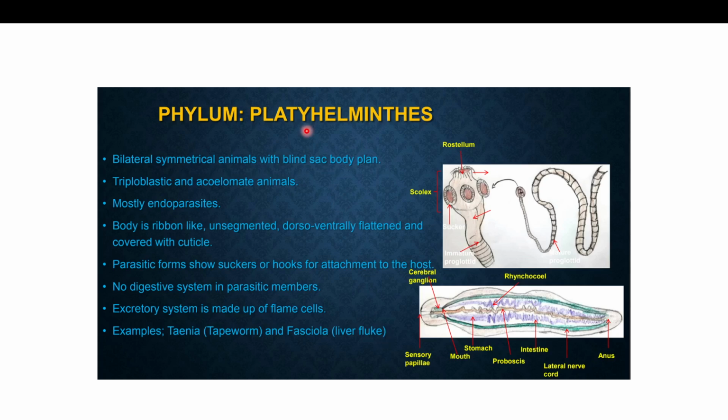Okay. Then we have the flatworms, Platyhelminthes. They are bilaterally symmetrical with a blind sac body plan. They are triploblastic but without any body cavity. And mostly these are endoparasites. Body is like a ribbon, unsegmented, dorsoventrally flattened, and covered with a cuticle. The parasitic forms also have suckers or hooks for attachment to the host, and there is no digestive system in the parasitic forms, and the excretory system is made up of flame cells.